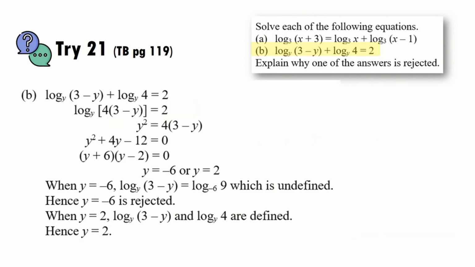Alternatively, what we can also do is combine the logarithms on the left hand side into a single logarithm using our product law, and then change the logarithm form over here to an index form where we will get y squared equals to 4 times 3 minus y. Then the steps that follow are exactly the same as what I have explained previously. So this is an alternative method.